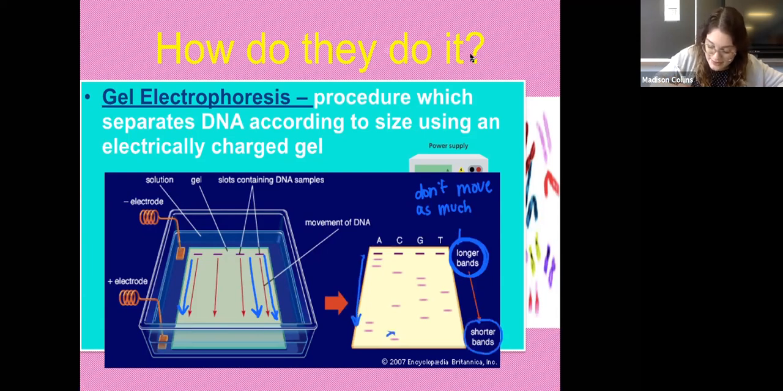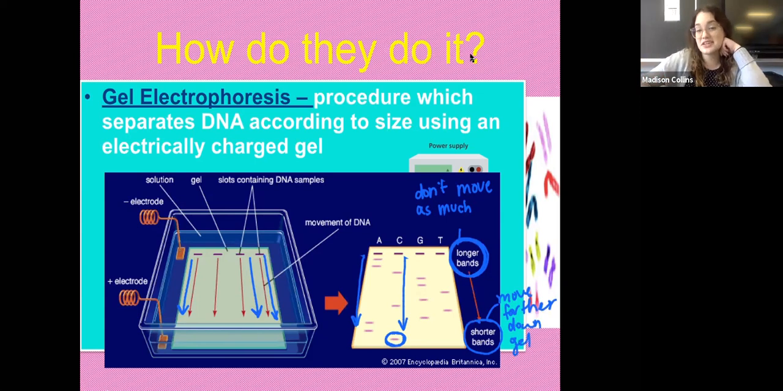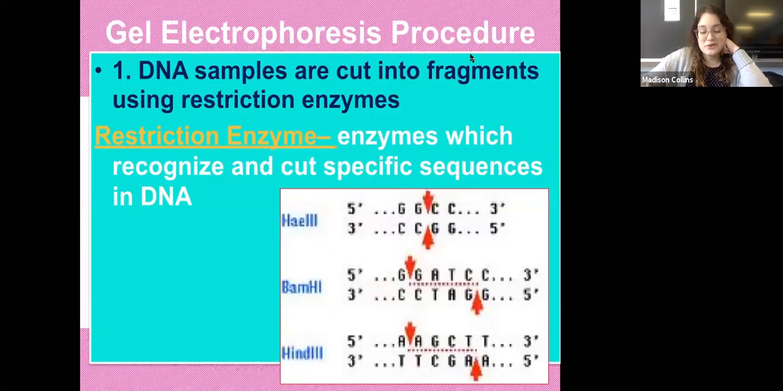In fact, this right here would be our shortest band, right? Because it has moved all the way down the gel. So shorter bands actually move farther down the gel. We're going to look at a reason why in just a second. So the first thing I want to do with you guys is go through the different steps of gel electrophoresis. Each of these steps has to happen in the correct order in order for this process to work.